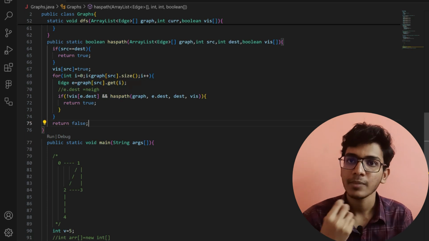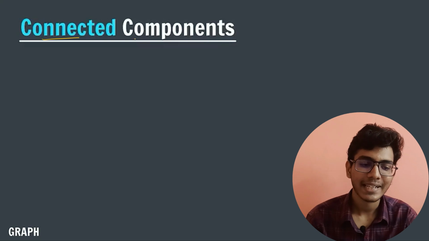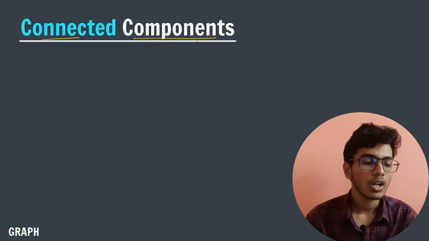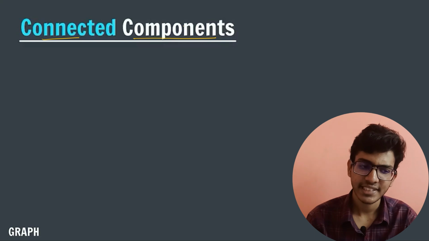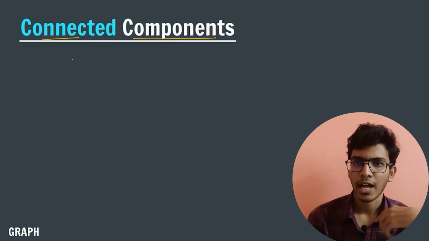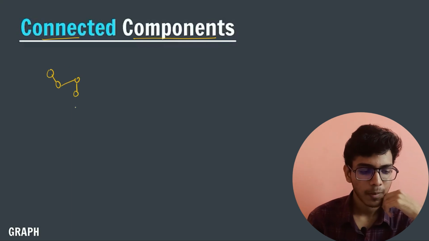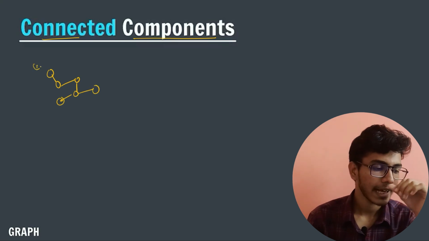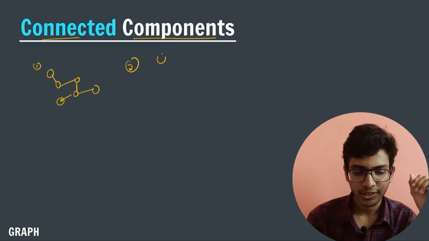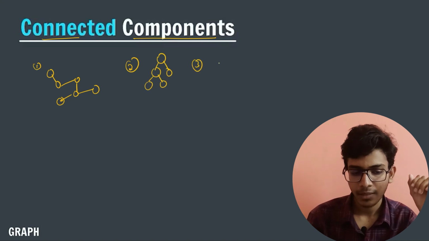Now let us talk about some other concepts. In graphs, we have a concept called connected components. And what this connected component says is that, for example, let us consider 3 diagrams. Let us say that I am having diagram 1, something like this. Okay, this is my diagram 1, and the second diagram is this one, and the third diagram is this.